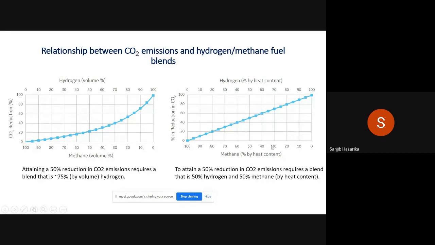So basically, we can say by volume, to reduce 50% carbon dioxide, we require almost 75% hydrogen by volume, because hydrogen is lighter compared to methane, so its volume requirement is higher. But if you go with heat content numbers, it's like 50-50%. If you want to reduce carbon dioxide by 50%, we require a fuel that has 50% hydrogen. Or we can blend 50% hydrogen with 50% methane to reduce the carbon dioxide emission by around 50%.